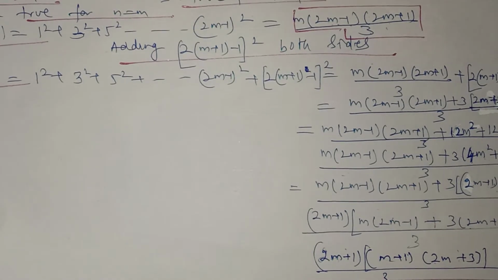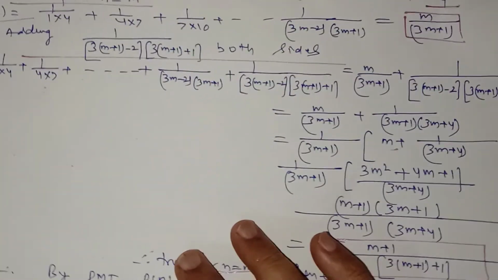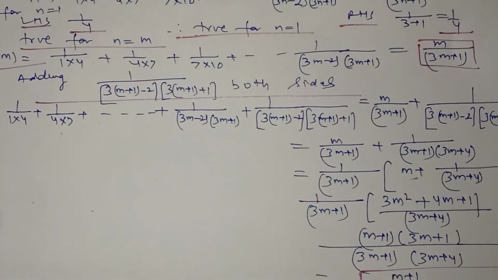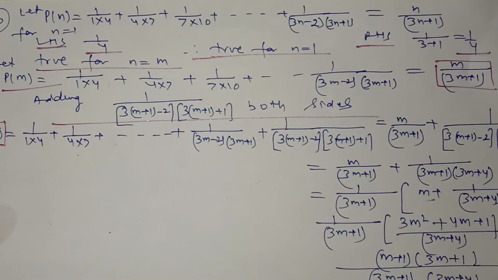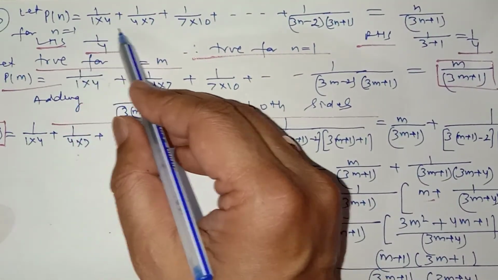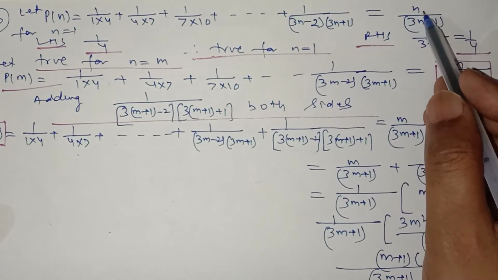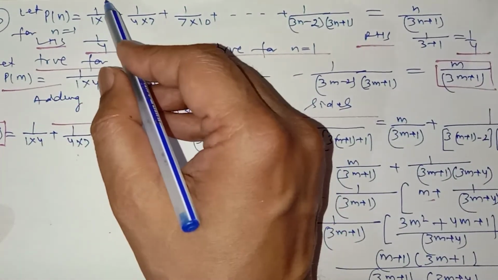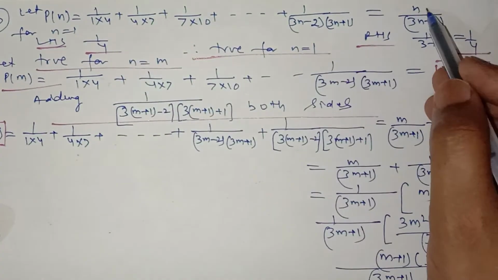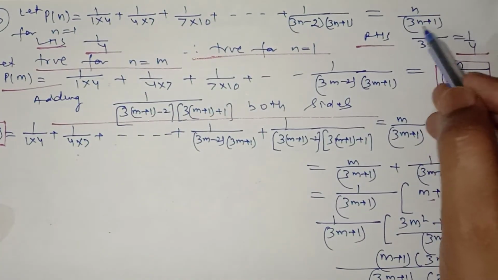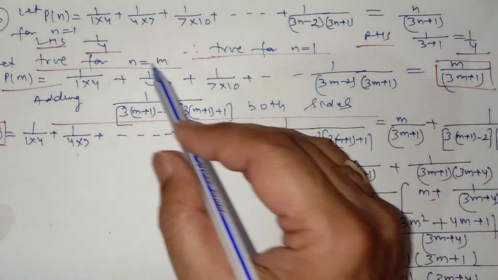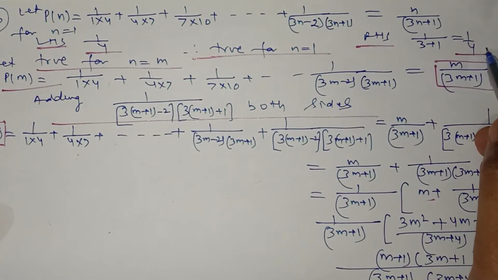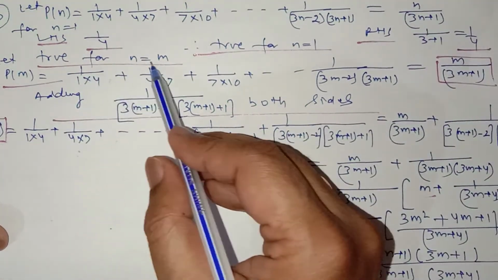In question number 16, again in the right hand side, more calculation part is there. So let Pn be this statement, which is equal to n upon 2n plus 3n plus 1. For n is equal to 1, the left hand side is equal to 1 upon 4. The right hand side will be 1 upon 3 into 1 plus 1, which is equal to 1 upon 4. So left hand side is equal to right hand side. So therefore it is true for n is equal to 1. So let it be true for n is equal to m.